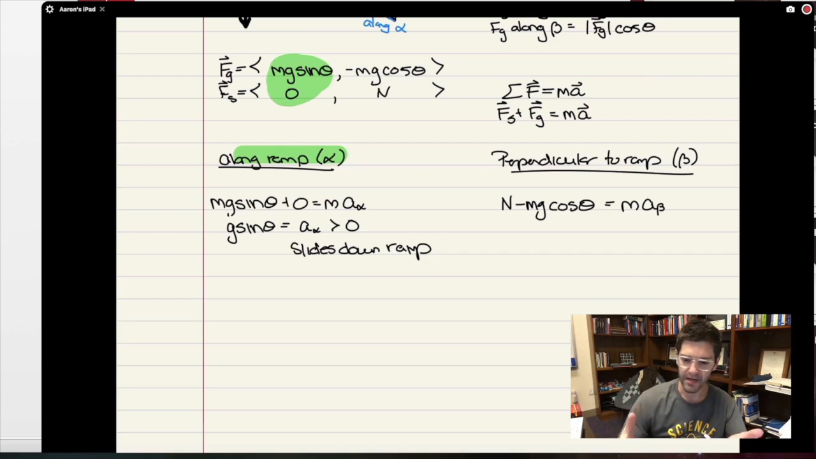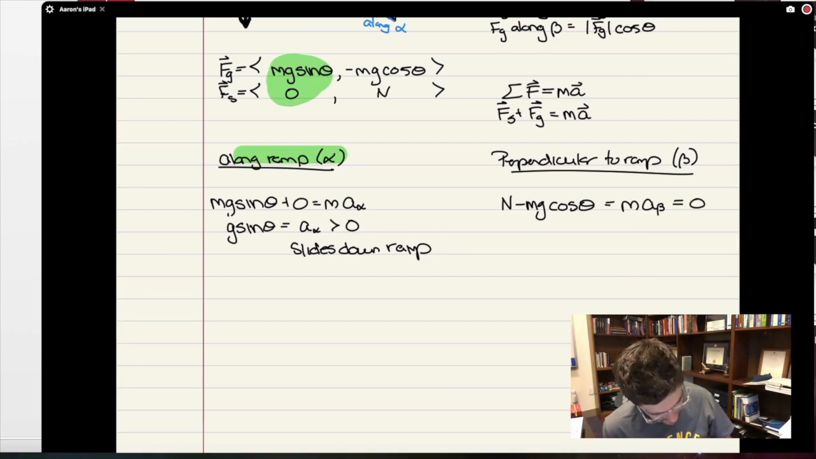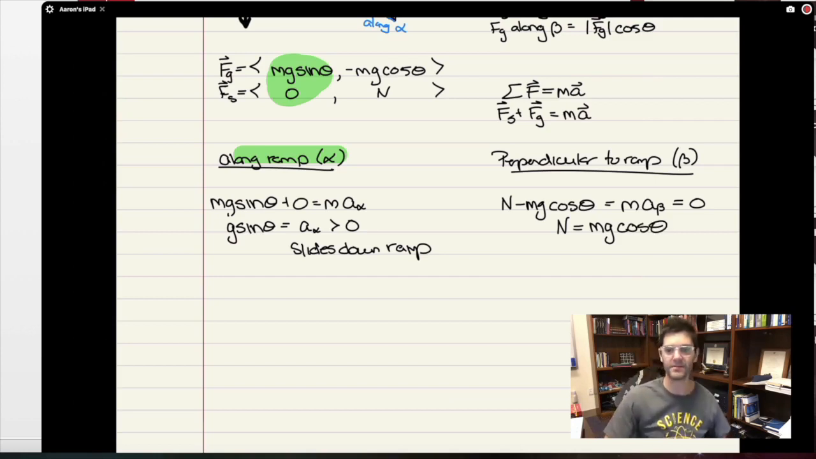assuming that the ice block is not leaping into the air or literally sinking into the ramp, this must be 0. If it were not 0, that means there would be some sort of acceleration perpendicular to the ramp. For example, if it was positive, that would mean that the ice block would start to lift off the ramp. If it was negative, that would mean it would start to sink into the ramp. So then you can see that this shows that the contact force is mg cosine theta in this case.